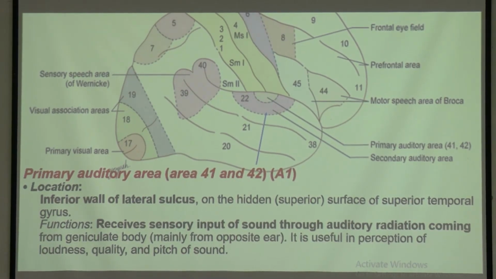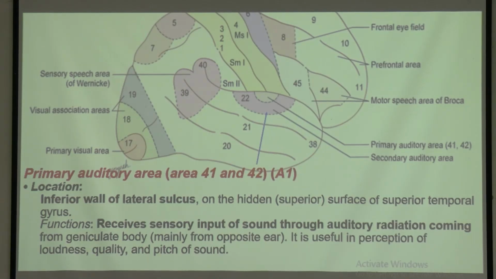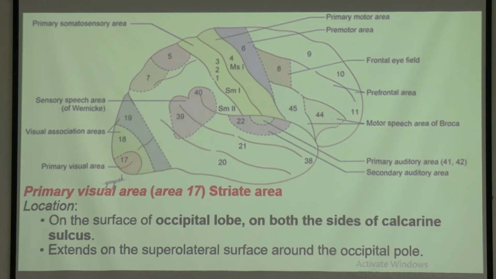So this primary auditory area, you also have to know about the area number and what they do exactly and the location of it. Next one, we call this area another very important area. We call it the primary visual area or visual cortex. Now before that we talked about an area which is related to vision, which is known as the frontal eye fields, which is controlling the eye movement.